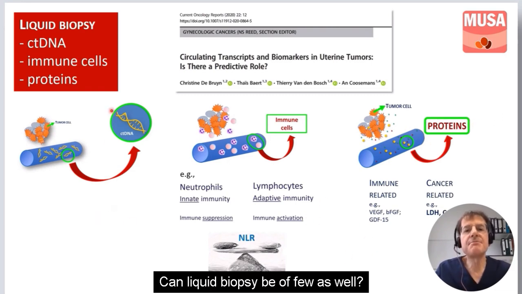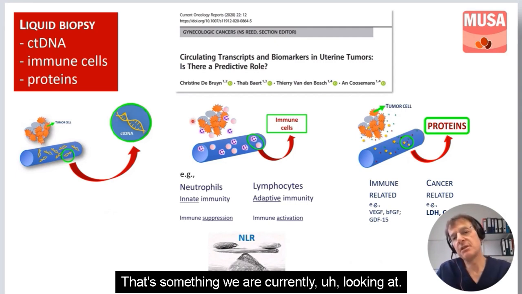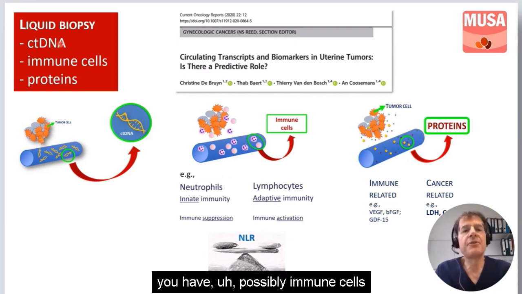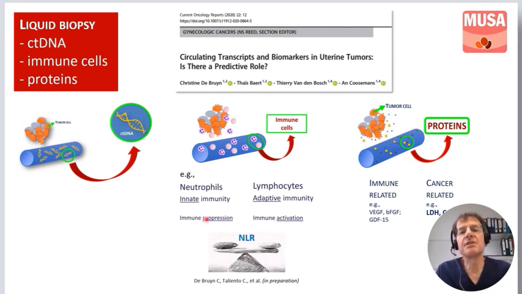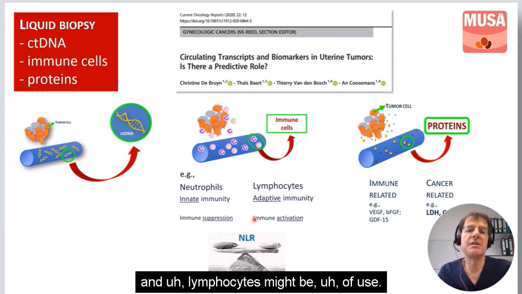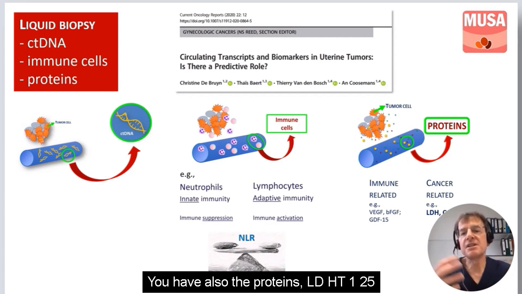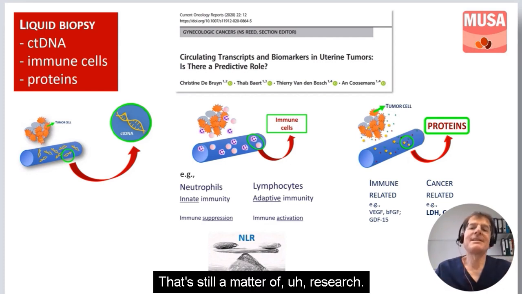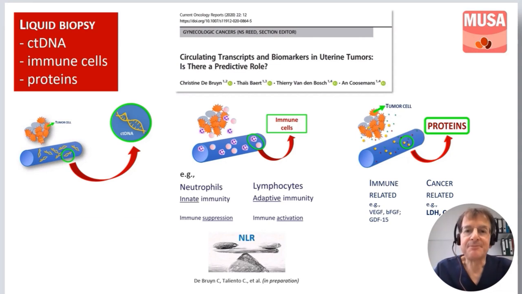Can liquid biopsy be of use? Well, that's something we are currently looking at. You have the circulating DNA. You have possibly immune cells, and the ratio between neutrophils and lymphocytes might be of use. You have also the proteins LDH, CA125, and other proteins that might help. That's still a matter of research.